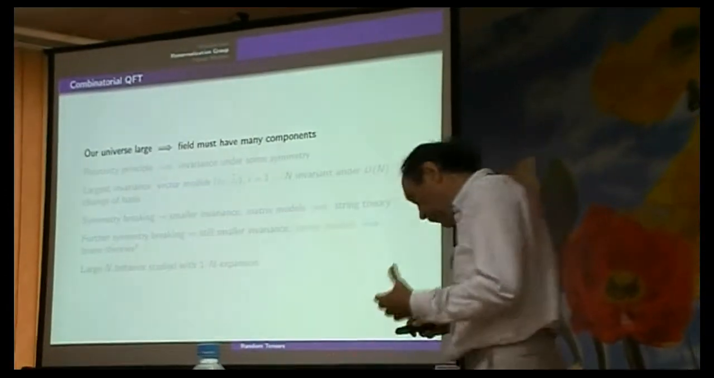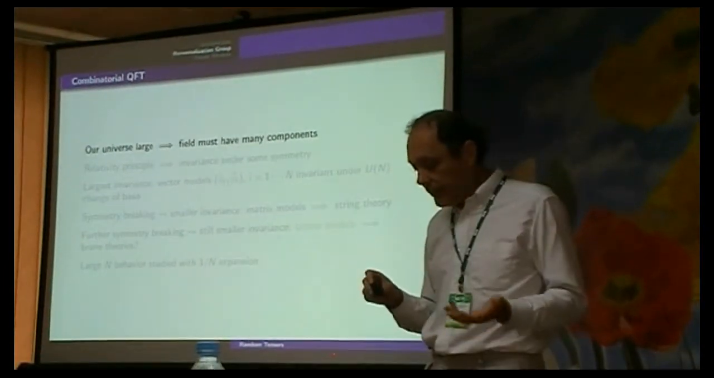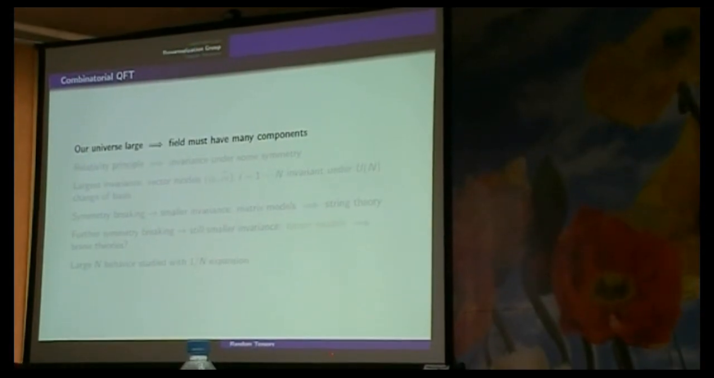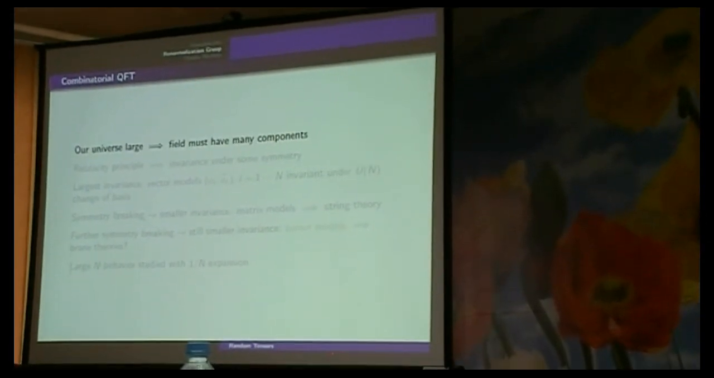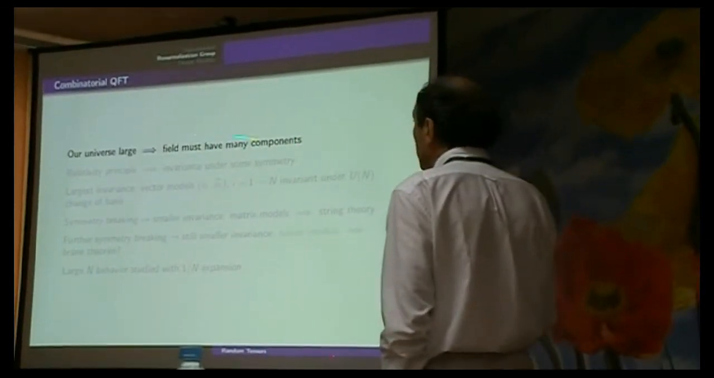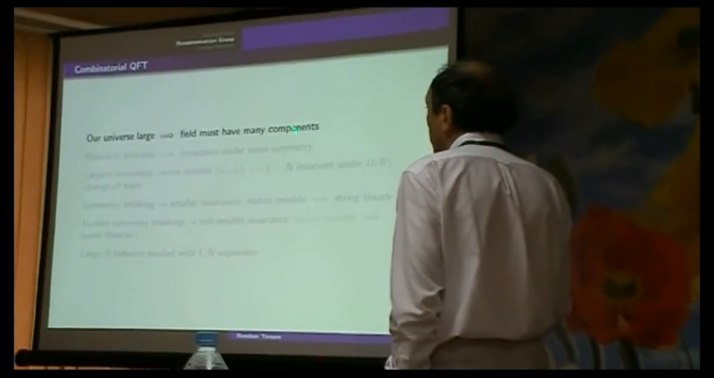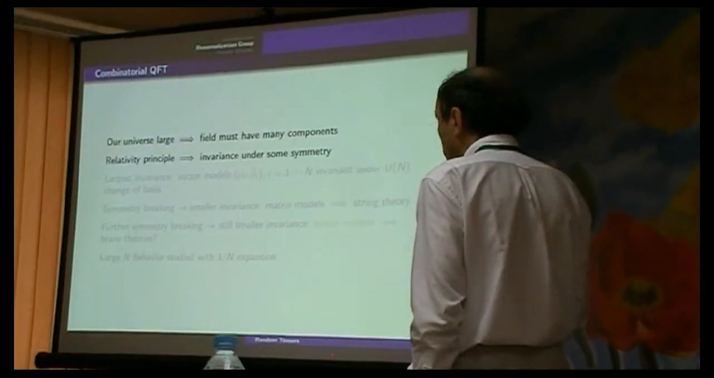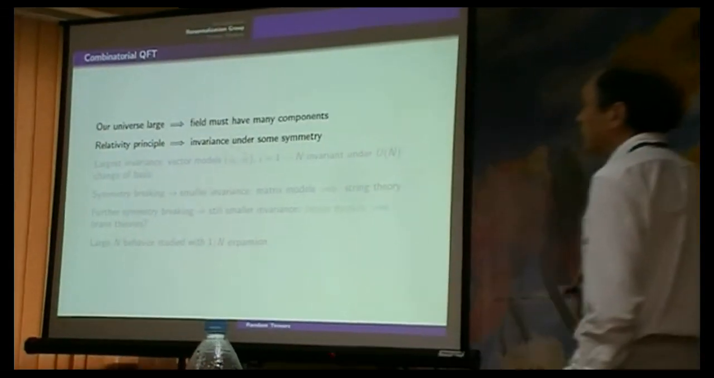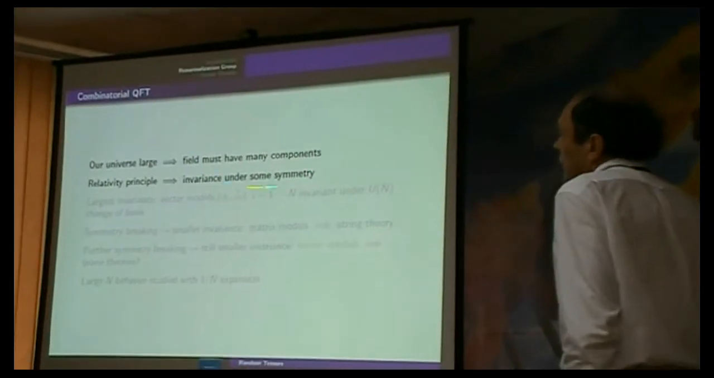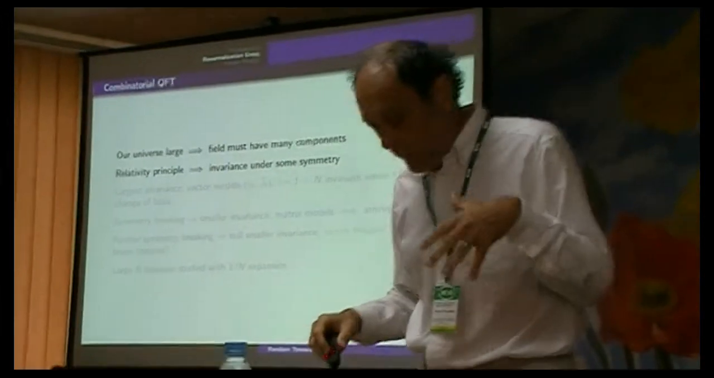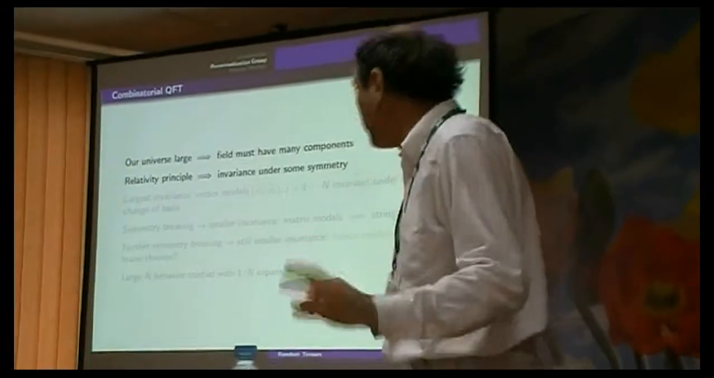Based on the success of vector models and matrix models to quantize 2D gravity, we would like to consider a field which has many components. So it is a vector in a Hilbert space of big size. And then we would say that just like the relativity principle was a good guide to find general relativity, we should try to introduce an invariance under some symmetry. And a priori, we would like to find the most natural one, the simplest one.